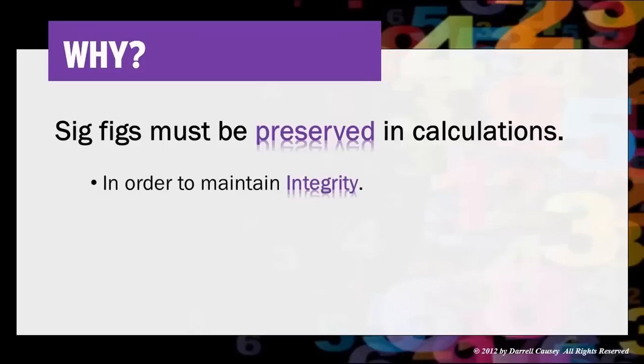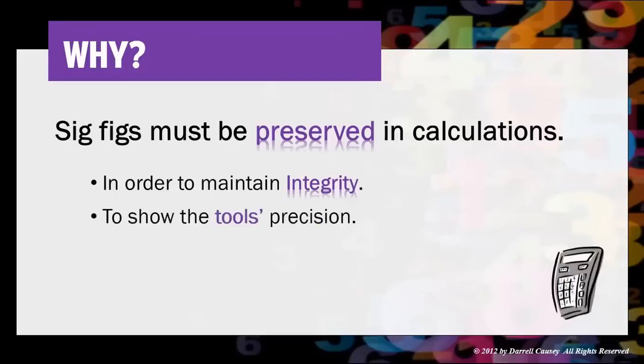We must maintain their integrity, and we must show how precise our tool is. In mathematics, it's not a big deal where the decimal point is or whether you include it or things of that nature, but if you've been through the sig figs video, you know that 200 and 200.0 are not the same thing to a scientist. We want to preserve our calculations and our measurements, and we do that by using the proper system.